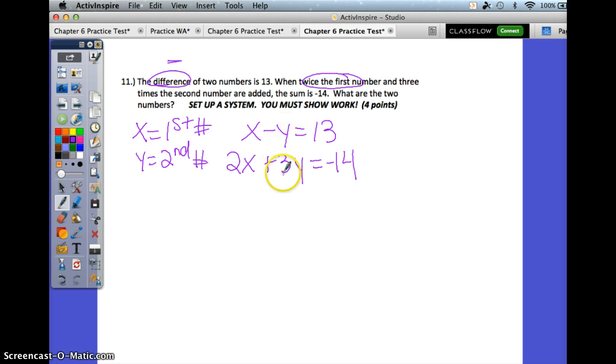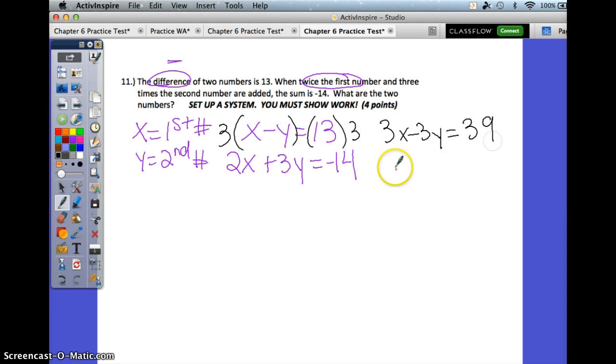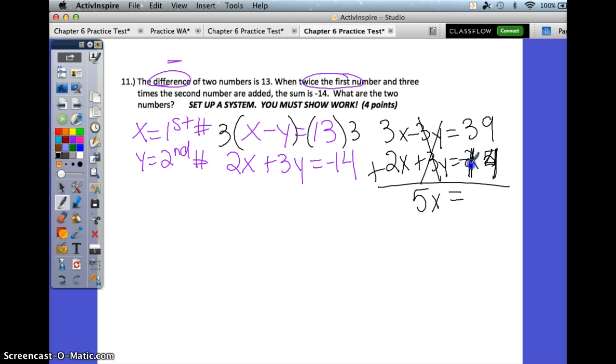Because I have a positive and a negative here, I thought I'll eliminate my y's, and I'll just simply multiply the first equation by 3 to get 3x minus 3y equals 39, and I still have 2x plus 3y equals negative 14. So when I add the two equations up, my y's became 0, and I have 5x equals 25, because when you add them together, that's where you get your 25. Divide by 5, and you get x equals 5.